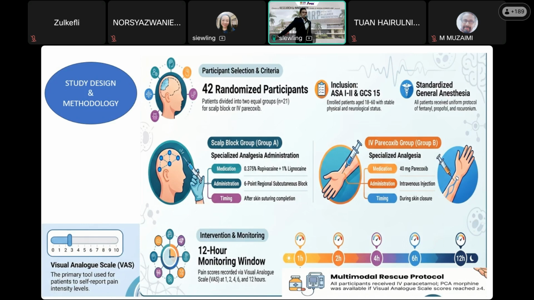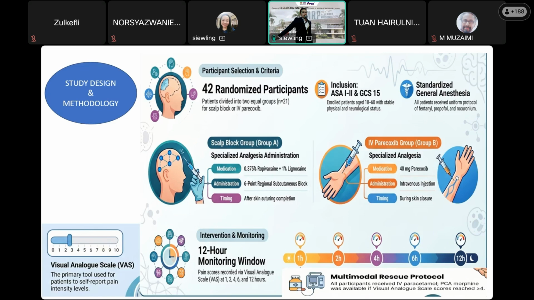And then this scalp block is actually performed after the skin suturing is completed. Why did we do that? First of all, because we want to make sure that the bone is there to increase the safety of the scalp block. That's the first thing. And then we want to actually achieve a longer duration of analgesia postoperatively.